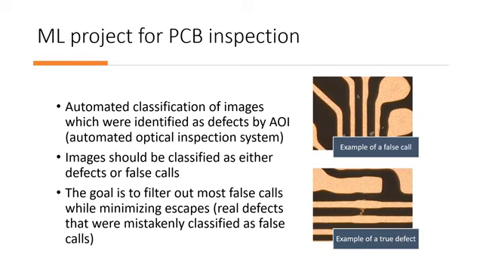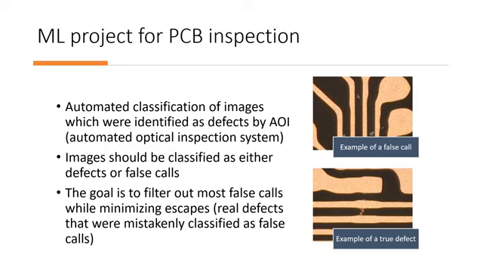Hello, I'm going to describe the project that I'm currently working on, and it involves developing a machine learning system for identifying false calls versus real defects in the environment of automated optical inspection. So the main requirement is that images that were found by AOI, which stands for Automated Optical Inspection System, have to be classified as either defects or false calls. And the goal is to filter out most false calls while keeping escapes to the minimum.